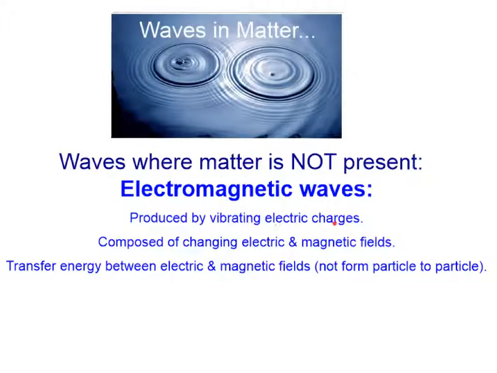They are produced by vibrating electric charges, not particles, but electric charges. They're composed of changing electric and magnetic fields. So instead of energy being transferred from particle to particle, energy is being transferred between electric and magnetic fields. So electromagnetic waves do not require matter to travel, because electric fields and magnetic fields can exist where matter is not present.